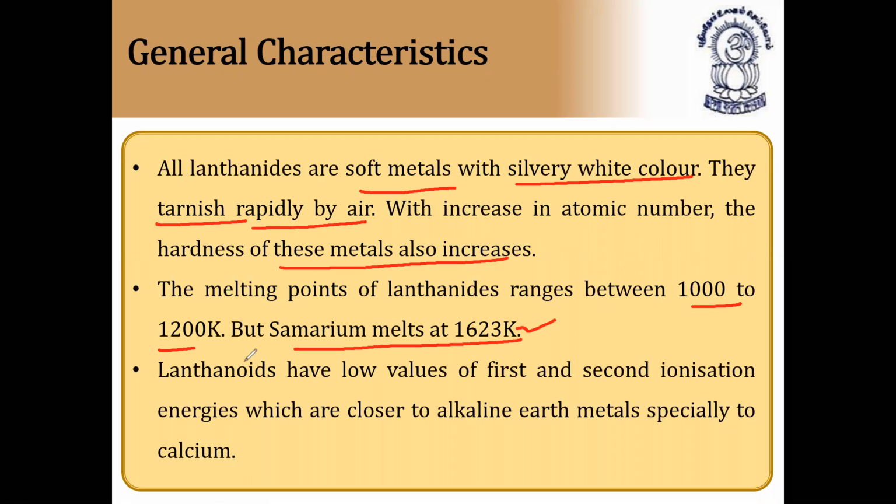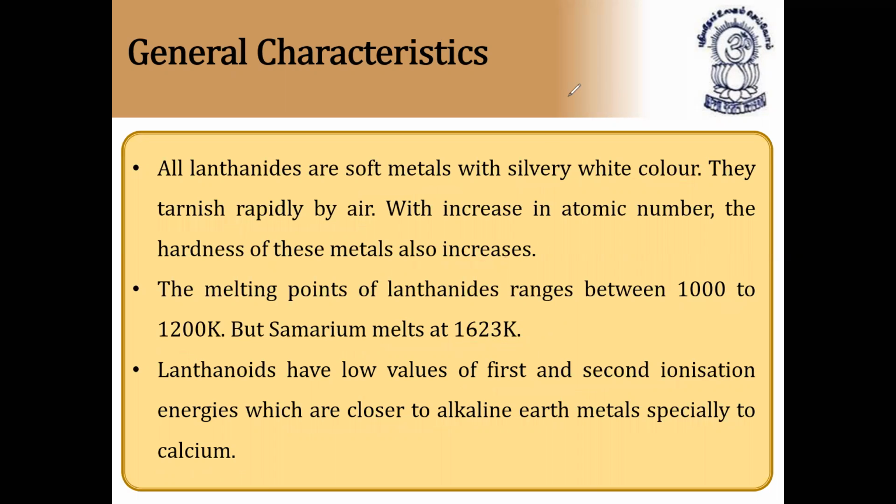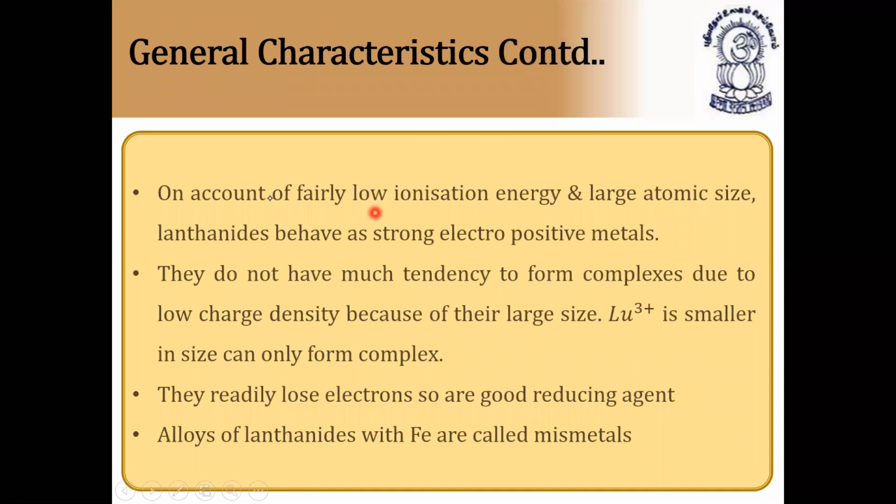for samarium. Lanthanides have low values of first and second ionization energies, which are closer to alkaline earth metals, especially to calcium. So they have low values of first and second ionization enthalpies, which are closer to alkaline earth metals, especially to calcium. Continuation: all the general properties are important. On account of fairly low ionization energy and large atomic size, lanthanides behave as strong electropositive metals.